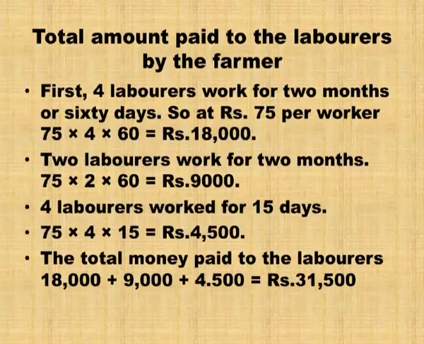Since the first 4 laborers work for 2 months or 60 days at a wage rate of 75 rupees per worker, it comes to be 75 into 4 into 60, which is 18,000. Then the 2 laborers work for 2 months. This comes to 75 into 2 into 60, which is 9,000. And finally, the 4 laborers work for 15 days, which comes to 75 into 4 into 15, which is rupees 4,500. Adding the 3, as you can see on the slide also, it gives us a total wage payment of rupees 31,500.